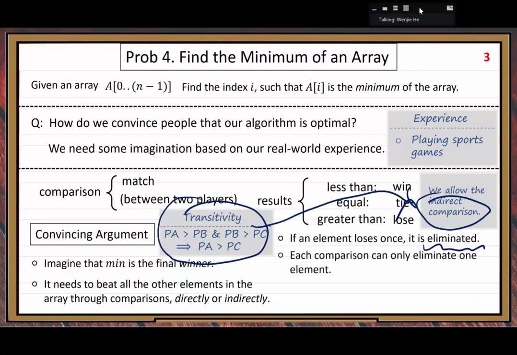Each comparison can only eliminate one element. Do you feel this statement is all right? Each comparison can only eliminate one element. It cannot eliminate two elements. Can you imagine one comparison eliminates two elements? After the comparison, both are eliminated. In other words, the winner also gets eliminated. Is it possible? The winner also gets eliminated.